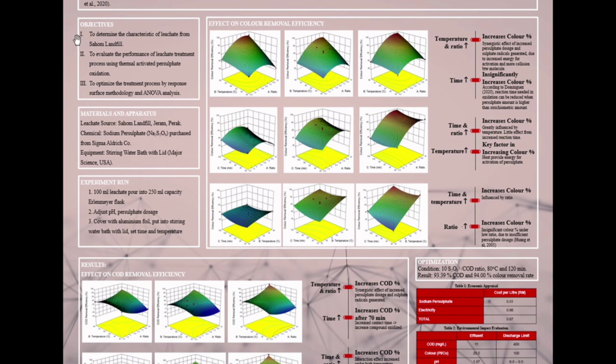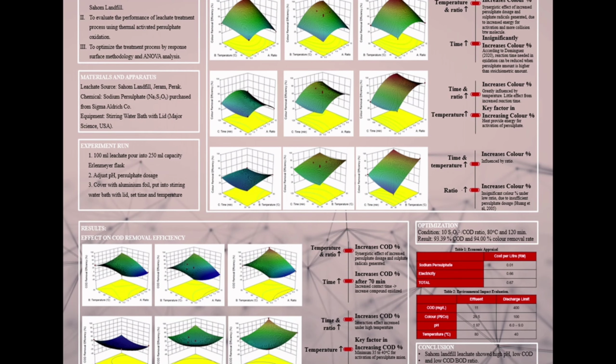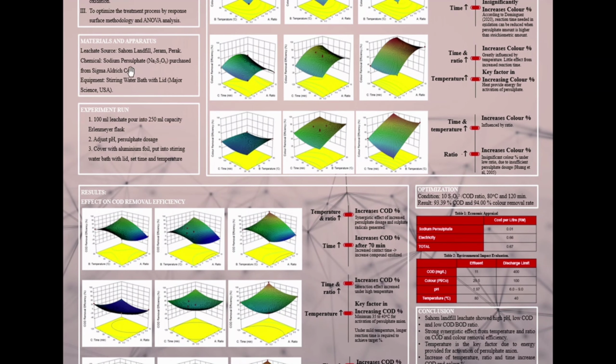There are 3 objectives in this research. First, to determine the characteristics of leachate from Sahom landfill. Second, to evaluate the performance of leachate treatment process using thermal activated persulfate oxidations. And third, to optimize the treatment process by RSM and ANOVA analysis. The main chemical used is sodium persulfate and main equipment stirring water bath filtering.